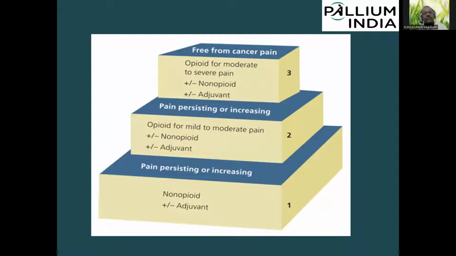So as all you know, this is the WHO analgesic ladder, and in step three, we have opioids for moderate to severe pain. So can anybody tell me what are the opioids which we use in step three of the WHO analgesic ladder? What all opioids are available in that step three in India? Any idea?